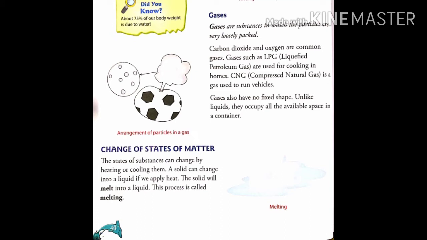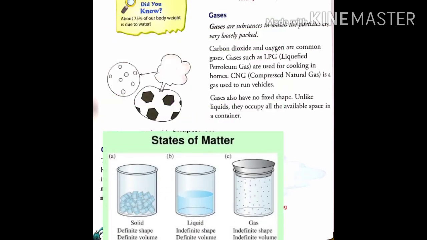Now what are gases? Gases are substances in which the particles are very loosely packed. So gases are those substances in which the molecules or tiny particles are very loosely packed. They are at a very far distance from each other. Just have a look at this picture. The third one is gas. You can see the tiny particles or molecules are so far away from each other.